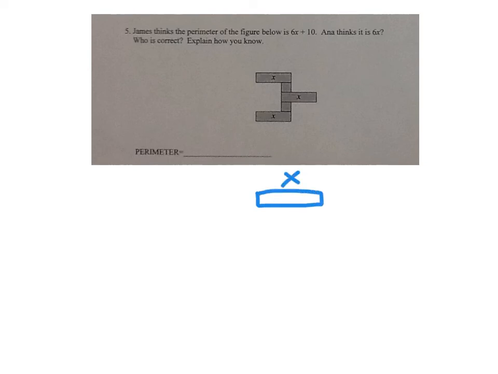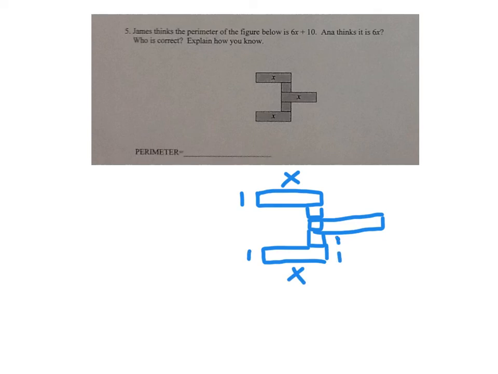Okay, so an x tile means it's x on the longest side and 1 on the shortest side. And then I have 3 little 1s. Oops, actually I have 2 1s, but sandwiched between them is another x. Okay, and then I have an x at the bottom. Okay, so let's label all the sides. 1, 1, 1, 1, 1, 1, 1, 1.